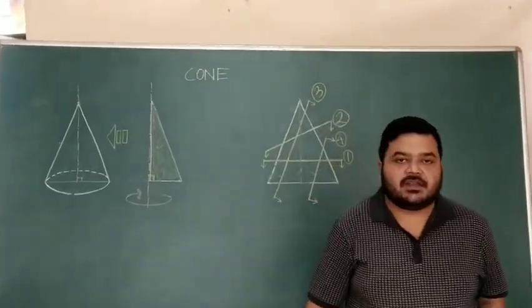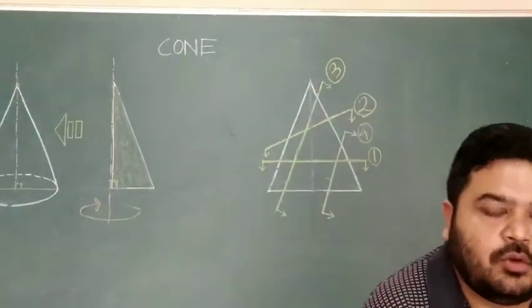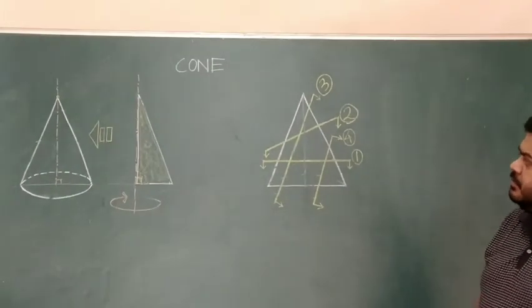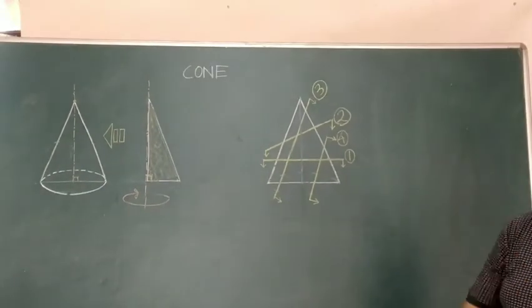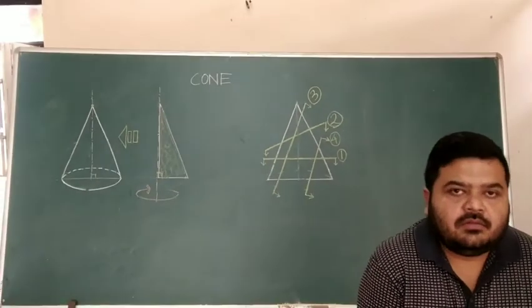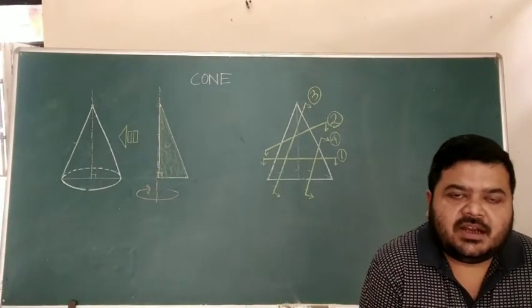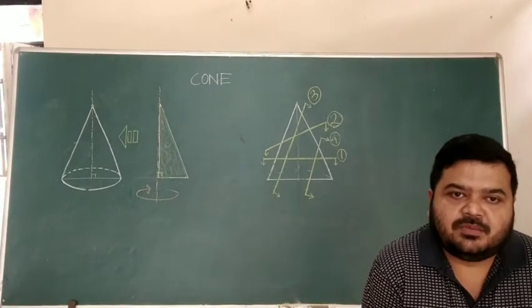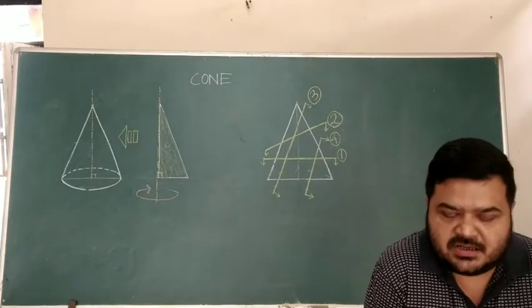Today we will be discussing the cone. Now, the cone is known as what? What is a cone first of all? A cone is a three-dimensional object with a circular base and a triangular elevation.